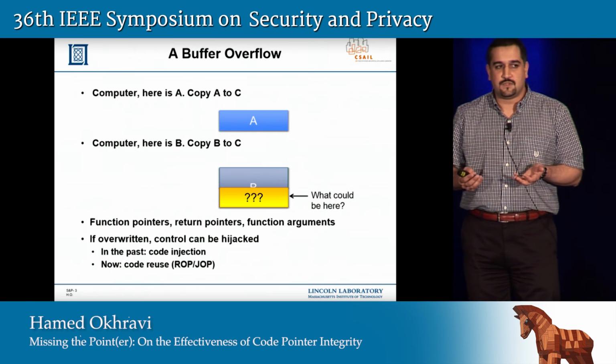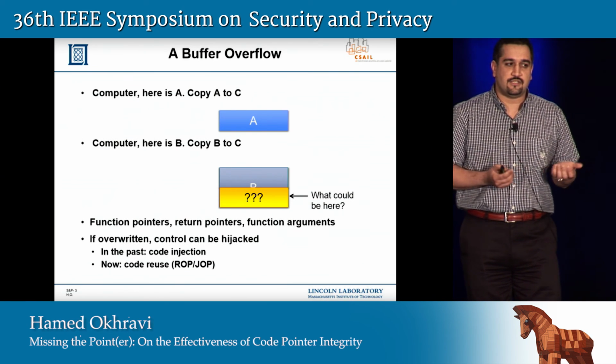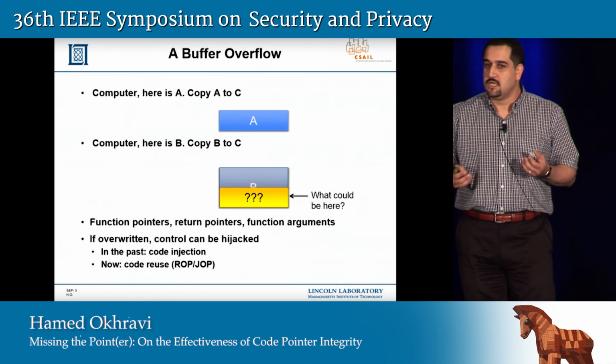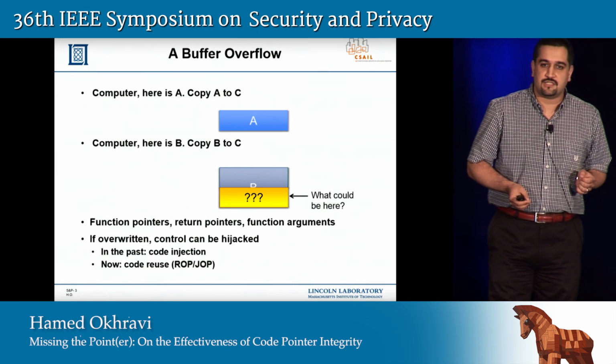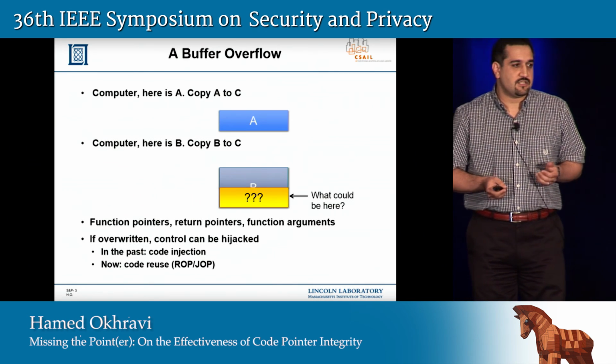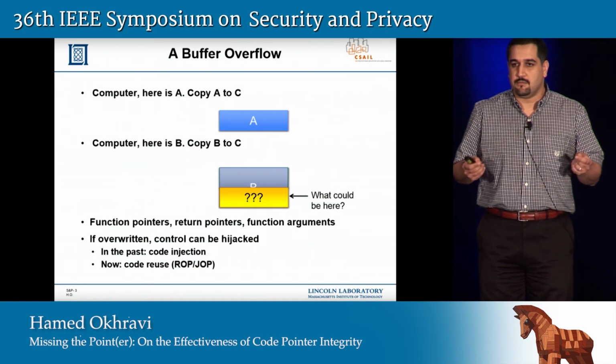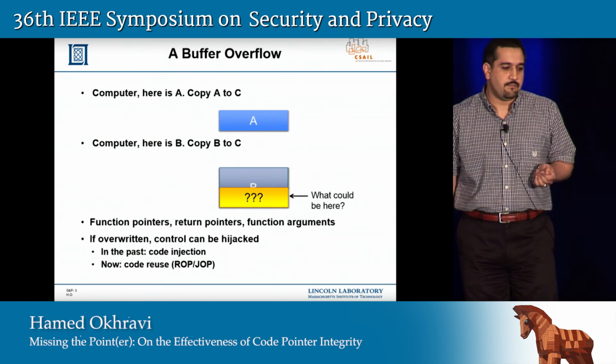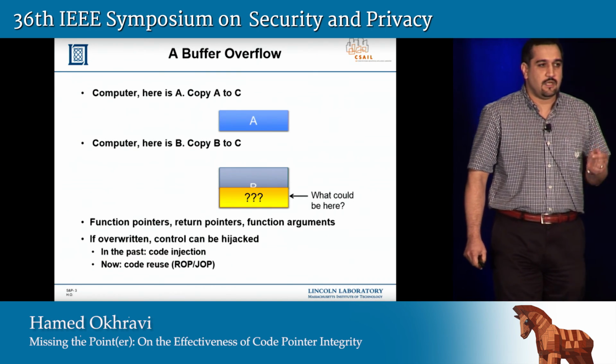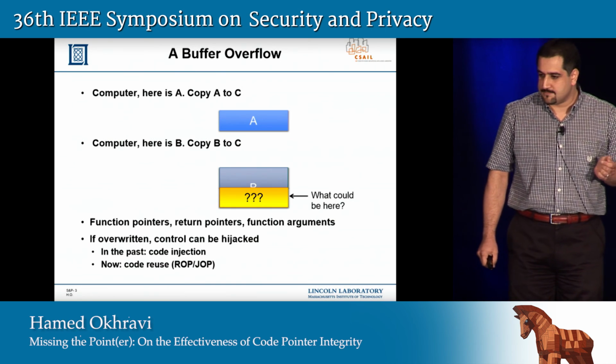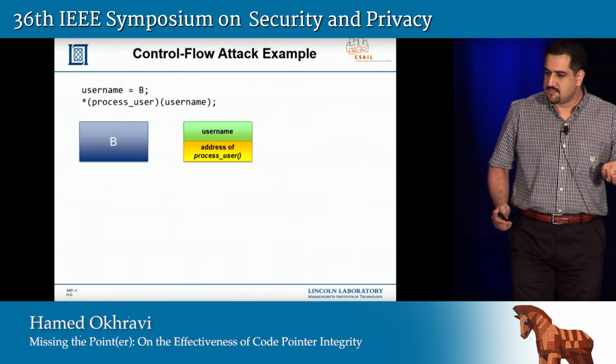Now, in the past, this was done by redirecting execution to maliciously injected code, otherwise known as code injection. Now, because of defenses such as data execution prevention, W XOR X, or non-executable memory, this is usually done with code reuse attacks or ROP attacks. But the principles are the same.